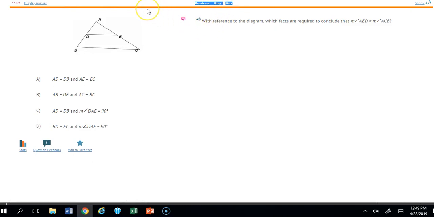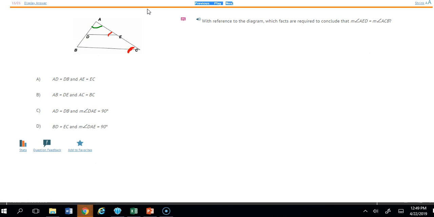This next one says, with reference to the diagram, which facts are required to conclude that the measure of angle AED is equal to the measure of angle ACB? The first thing I want you to recognize is that we have two triangles here, triangle ABC and triangle ADE, and they share an angle up here, angle A. This problem tells us we want to prove that that angle is congruent with that angle.